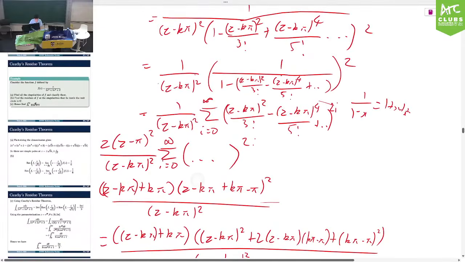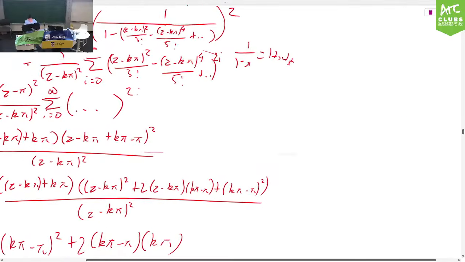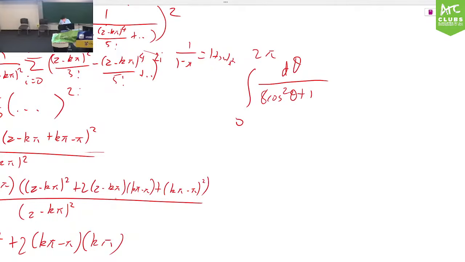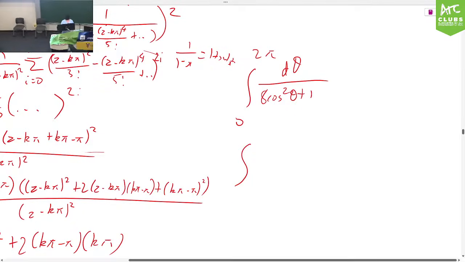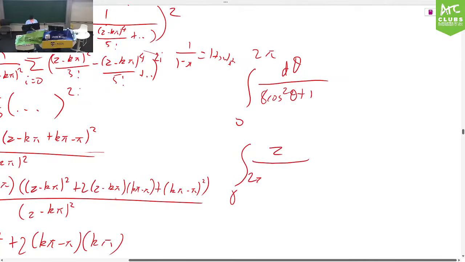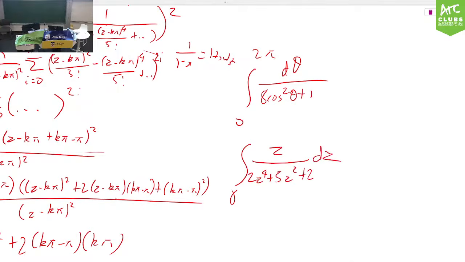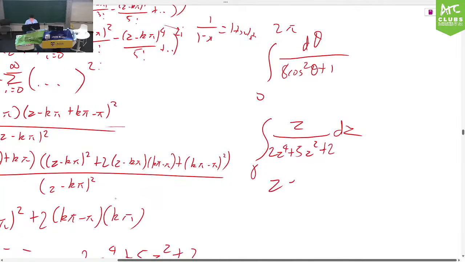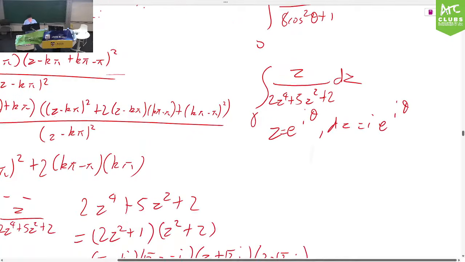So now the part C. Hence find this somehow. Let's start by considering this one, 2z to the 4 plus 5z squared plus 2z. What we're going to do is, since this is under the unit circle, let z equal e to the i theta. So z equals e to the i theta.